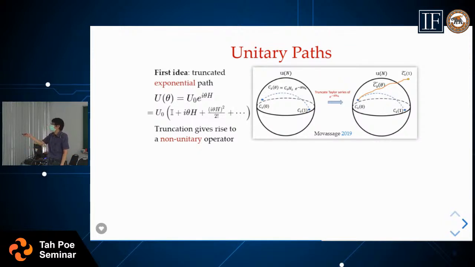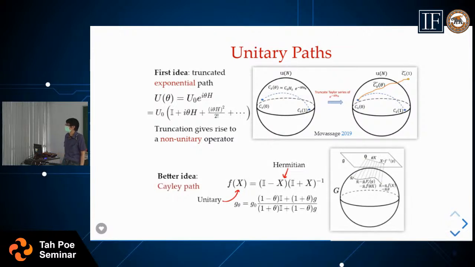But the problem is that if you truncate this, it's not unitary anymore. It just flies off from the Hilbert space. But actually, the better idea is to use a so-called Cayley map. It's a way to map Hermitian operators to unitary operators, but not by exponentiation, using rational functions. And then you can generalize the polynomial interpolation to rational function interpolation, and then do the job. Very nice. It has some nice group theory calculation over here.